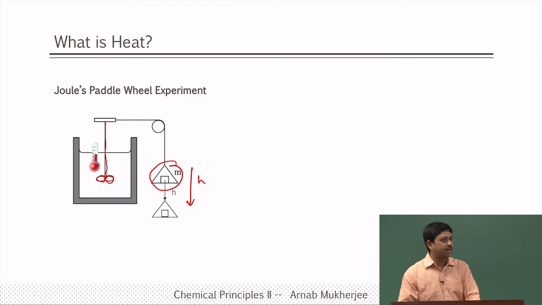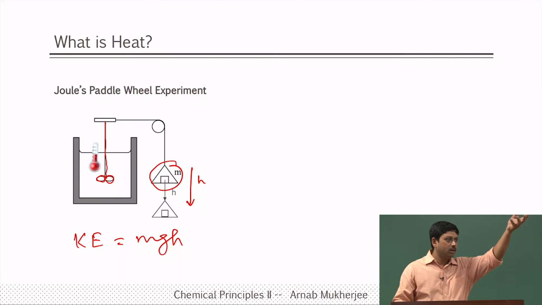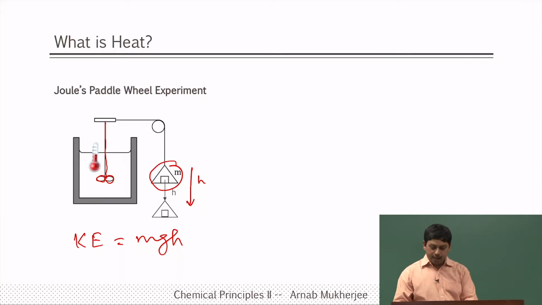Now, what would happen in that case? When the mass goes below by h, the kinetic energy should be mgh, right, potential energy gets converted to kinetic energy. That was what was expected: a mass falls by height h, my potential energy of mgh will convert to kinetic energy of mgh, because energy is conserved. What he observed is that the kinetic energy was not mgh, it was less than that. Where did the kinetic energy go?